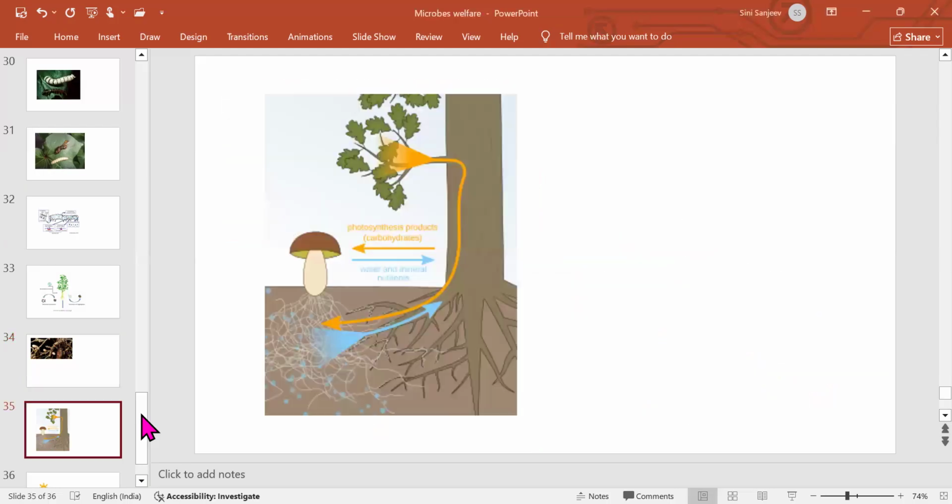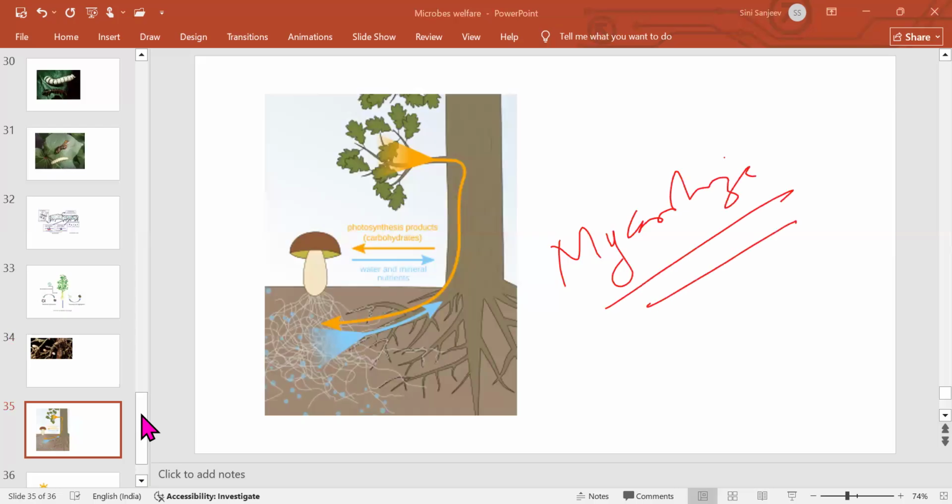Next, the second example is fungi. Here the mushroom is an example, and you can also call them mycorrhiza. Mycorrhiza also performs a symbiotic association. As you can see, the blue arrow goes towards the tree and the orange one towards the mushroom. One is giving nutrition and the other is giving food. So a symbiotic association between the fungi and the plant roots happens here. The fungi absorb phosphorus from the soil and pass it to the plants.